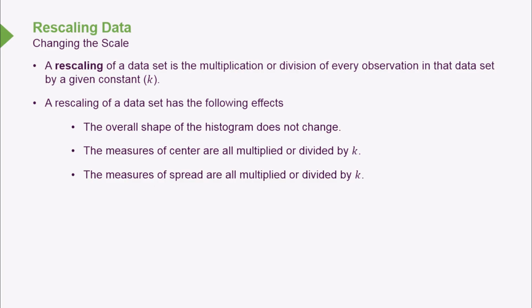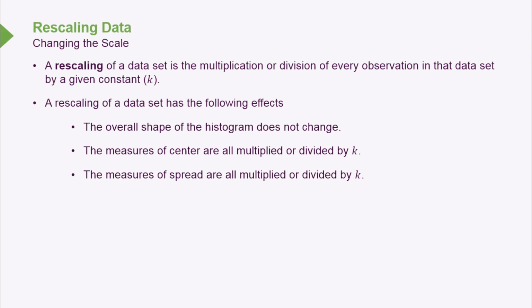So what about rescaling data, where we change the scale of the data? Formally, a rescale of a data set is a multiplication or a division of every observation in that data set by a given constant. A rescaling of the data set has the following effects. The overall shape of the histogram does not change, but the measures of center and location are all multiplied or divided by the constant, and the measures of spread are also all multiplied or divided by the constant.